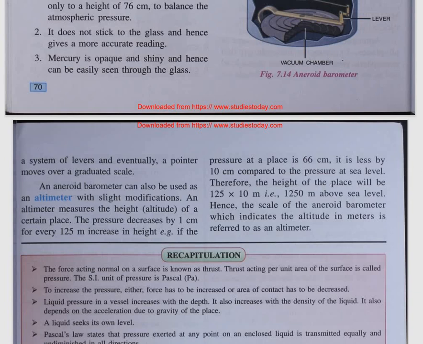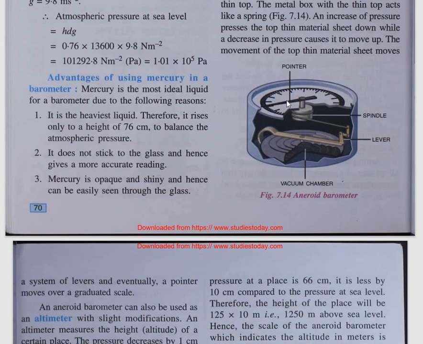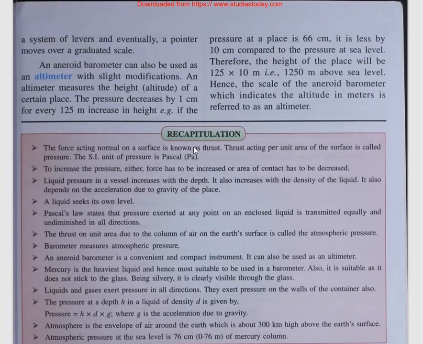If the pressure at a place is 66 centimeter, it is less by 10 compared to the pressure at sea level. Therefore, the height of the place will be 125 into 10, which is 1250 meter above sea level. Hence, the scale of an aneroid barometer, which indicates the altitude, is referred to as an altimeter. So, this is the altimeter.